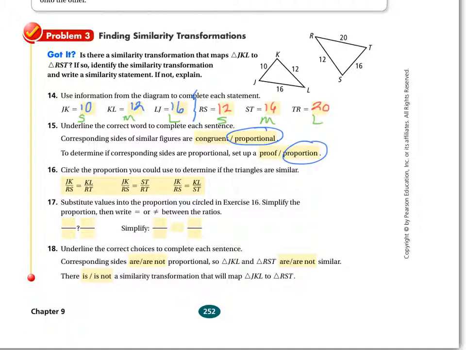So we're just going to think small to large. So JK is the small side, right? On that triangle. So small. What's RS on the big triangle? Small. So they did small, so small. What's KL? Medium. And what's RT?